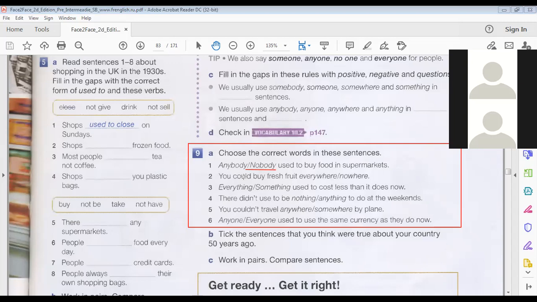Number 4 also used nothing, no? Can you read it? Number 4. Yeah, read it for us. There didn't used to be, yes, anything to do at the weekends. Anything, yeah, not nothing, because in English usually you shouldn't use a double negative, so you cannot say there didn't used to be nothing to do. Do you get the idea? If you want a positive, you can say there was nothing to do. Same meaning, but you can use nothing this way. Yes. There was nothing.